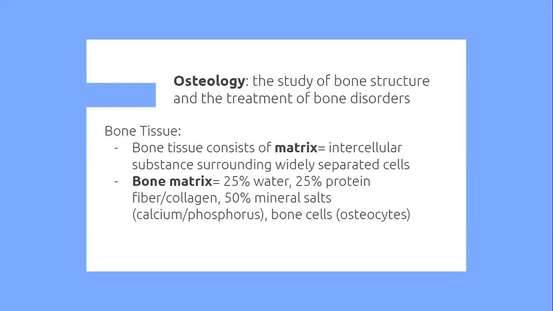It's 25% water, 25% protein, fiber, or collagen, and 50% mineral salts like calcium or phosphorus, and bone cells, which are called osteocytes. What makes bone tissue so firm, so hard, is due to the protein, fiber, and the collagen, and it's also due to the bone cells. It's a very hard substance. You won't find a hard matrix anywhere else in the body. Usually it's liquid, but bone matrix is very solid.